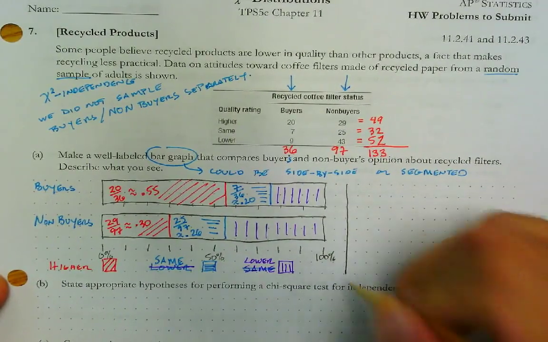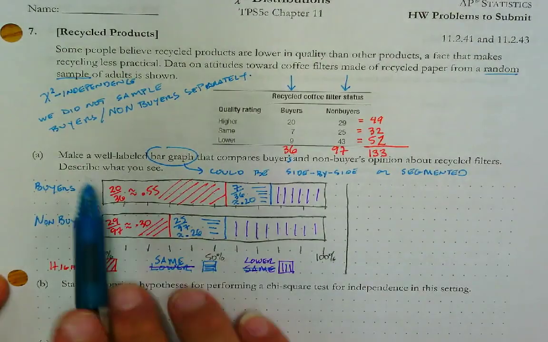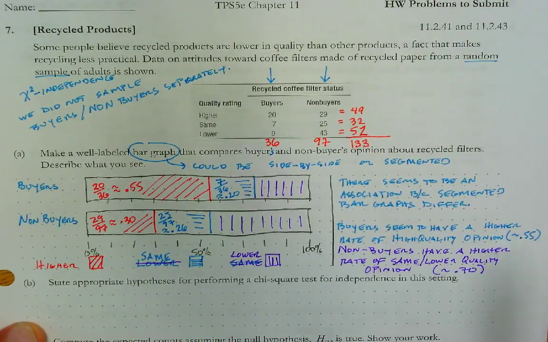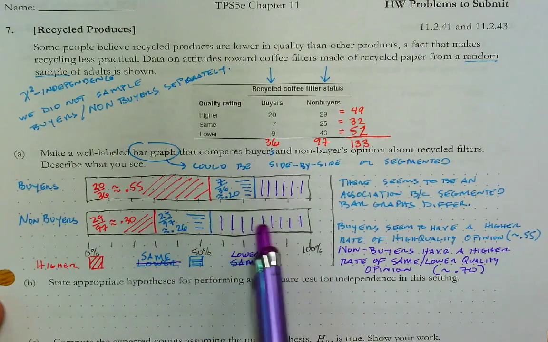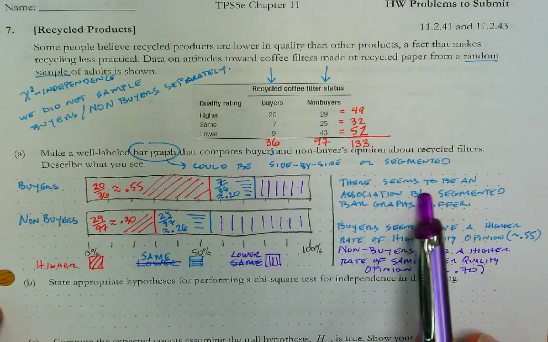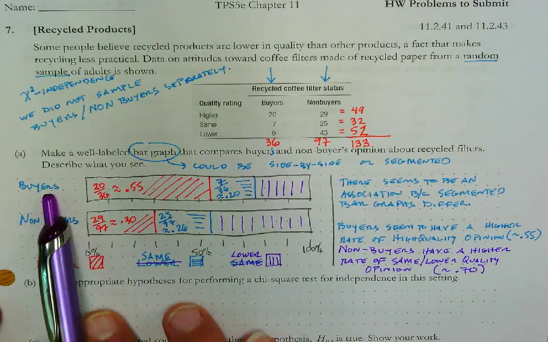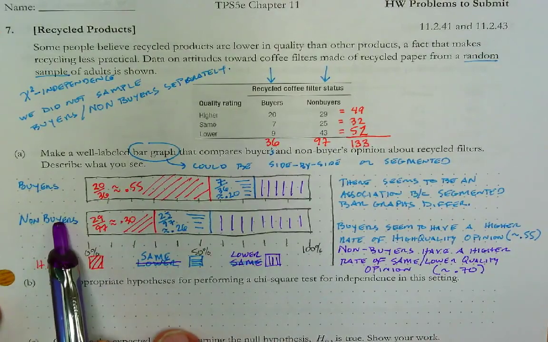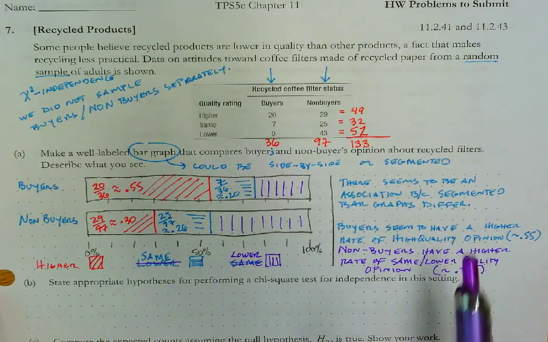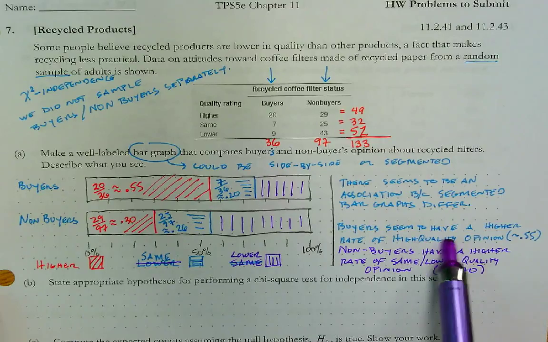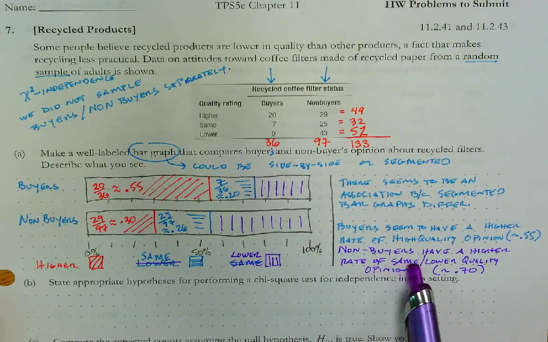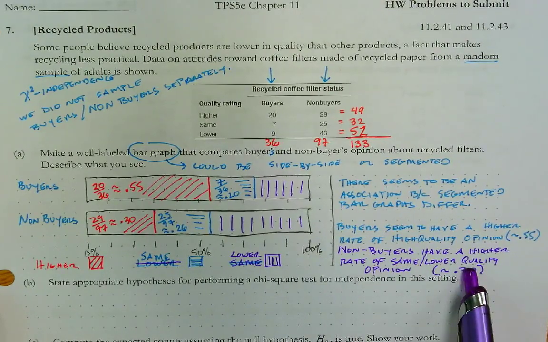However, we are not done yet because it does also ask us to describe what you see. So what do we see? We notice that the segmented bar graphs are different, and that would seem to be an indication that we have an association between those that buy and their opinions and those that do not buy and their opinions towards these recycled paper coffee filters. Buyers seem to have a higher rate of higher quality opinion, about 55%, while non-buyers have a higher rate of the same or lower quality opinion, which is about 70%.